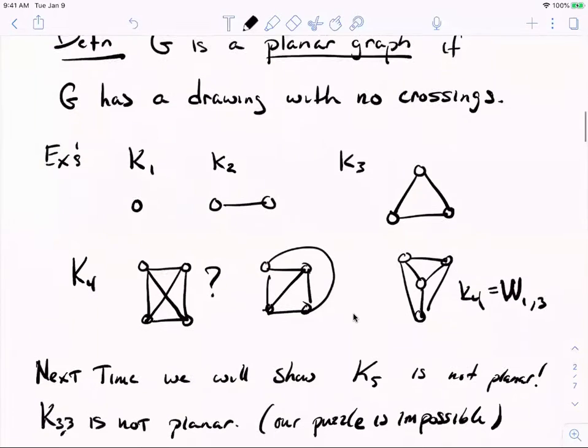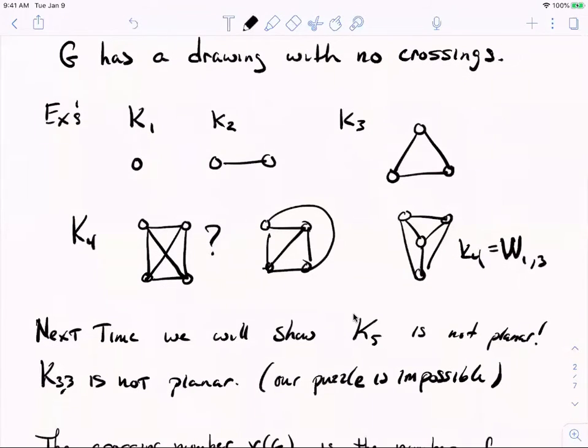Cool. So I'm going to postpone it till next time. The author of the book, I'm not doing this quite in the same order, but we're going to show, among other things, that K5 is not a planar graph. Neither is K33. If you're still working on that puzzle while I'm talking, that puzzle up there is impossible. You're not going to be able to connect house 3 with water without a line crossing, because K33 is not a planar graph. We'll talk about this next time.